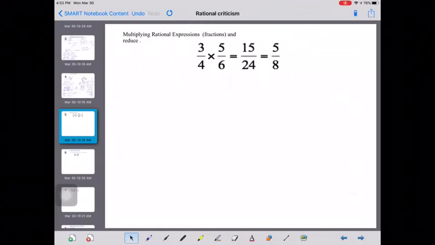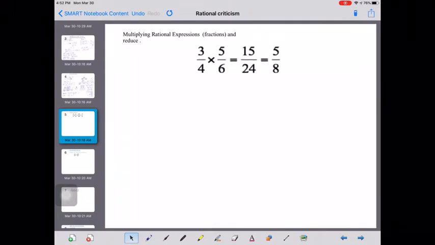So in this video, we're going to learn how to multiply and divide rational expressions. We'll start off with multiplying first. So let's go back to the basics of multiplying fractions. When you multiply fractions, you don't need a common denominator. You just multiply numerator, denominator. In this case, you get this, and then you could reduce the fraction.